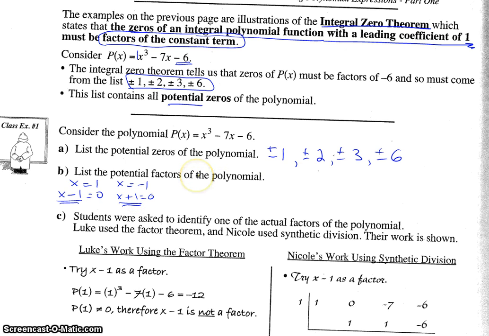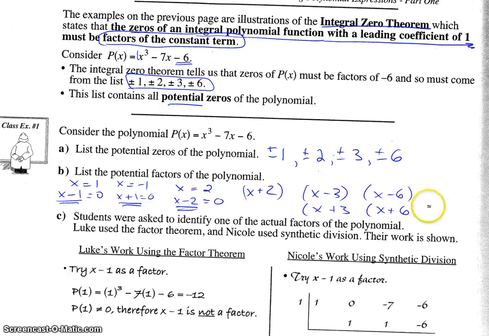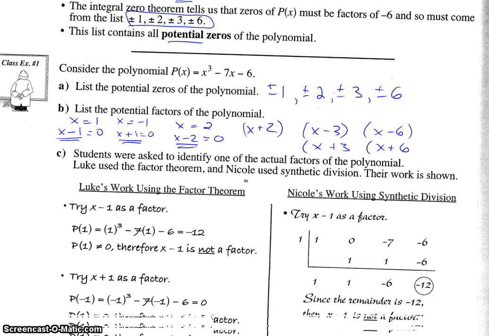Okay, why don't you guys finish the rest of those, write all of those potential zeros as factors, and then we'll look at part C. So pause your video. Okay, so these should be all our factors: x minus 1, x plus 1, x minus 2, x plus 2, etc. Okay, let's look at part C.